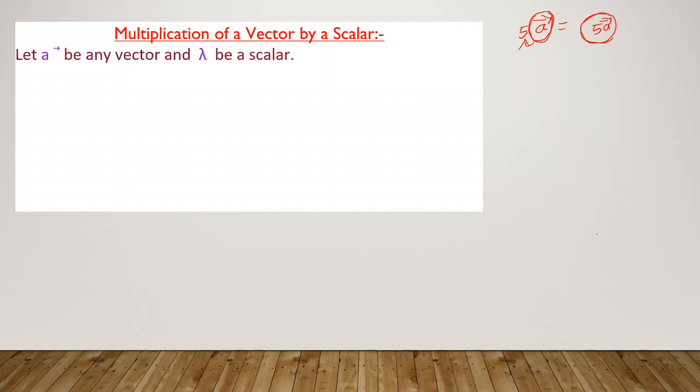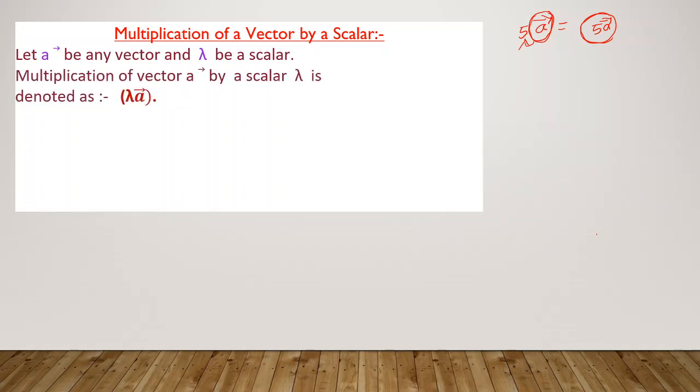So let vector A be any one vector. When you multiply this with one scalar number, then we'll be getting a new vector, that is lambda into vector A. That new vector can go in the same direction or may go in the opposite direction. It depends on the sign of the number which you multiplied, either positive or negative. Whatever it is, the direction may be the same or opposite, and the magnitude will change, but these will be parallel to each other. Keep in mind that the resultant vector will be parallel to our old vector.